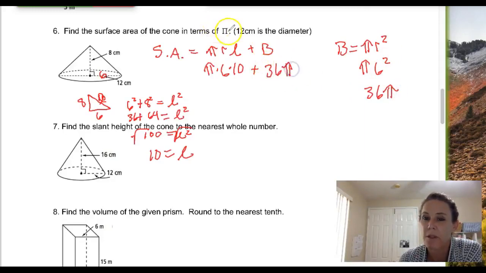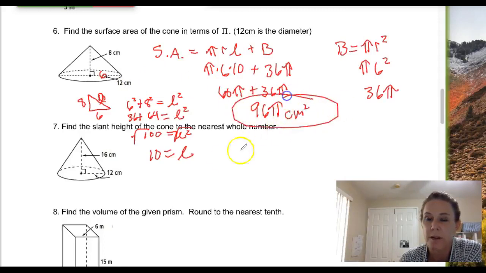We want to put this in terms of pi. So 6 times 10 is 60 times pi. This will be 60 pi plus 36 pi. Add those together, you're going to get 96 pi. And it is in terms of centimeters and it's an area, so it's centimeters squared. And there's your surface area.